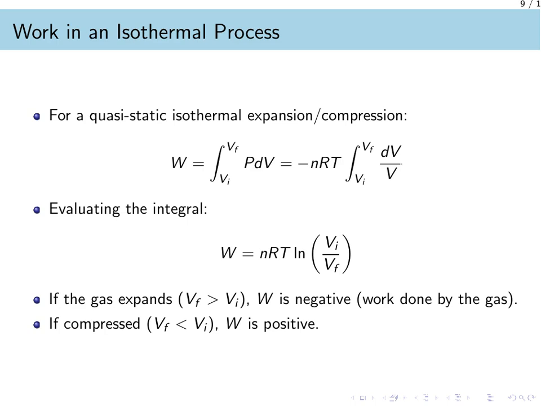Using the ideal gas law, this results in a formula where work equals the number of moles times the gas constant times the temperature, multiplied by the natural logarithm of the ratio of the initial volume to the final volume. If the gas expands, meaning the final volume is larger than the initial volume, the work value will be negative, indicating work is done by the gas. Conversely, if the gas is compressed and the final volume is smaller, the work value is positive, meaning work is done on the gas by an external force.